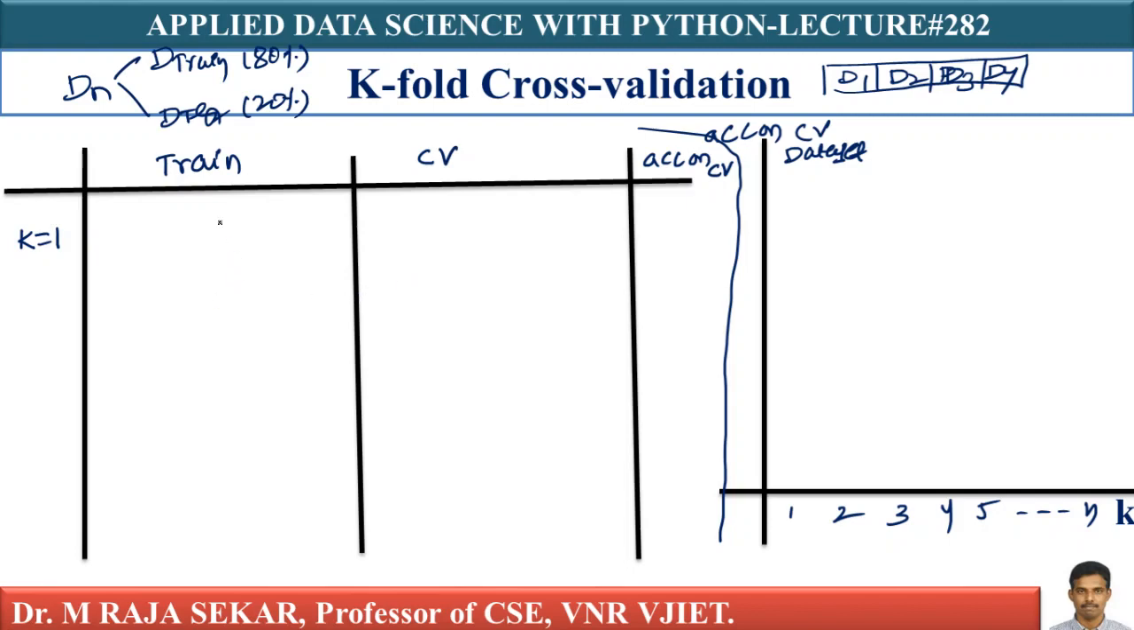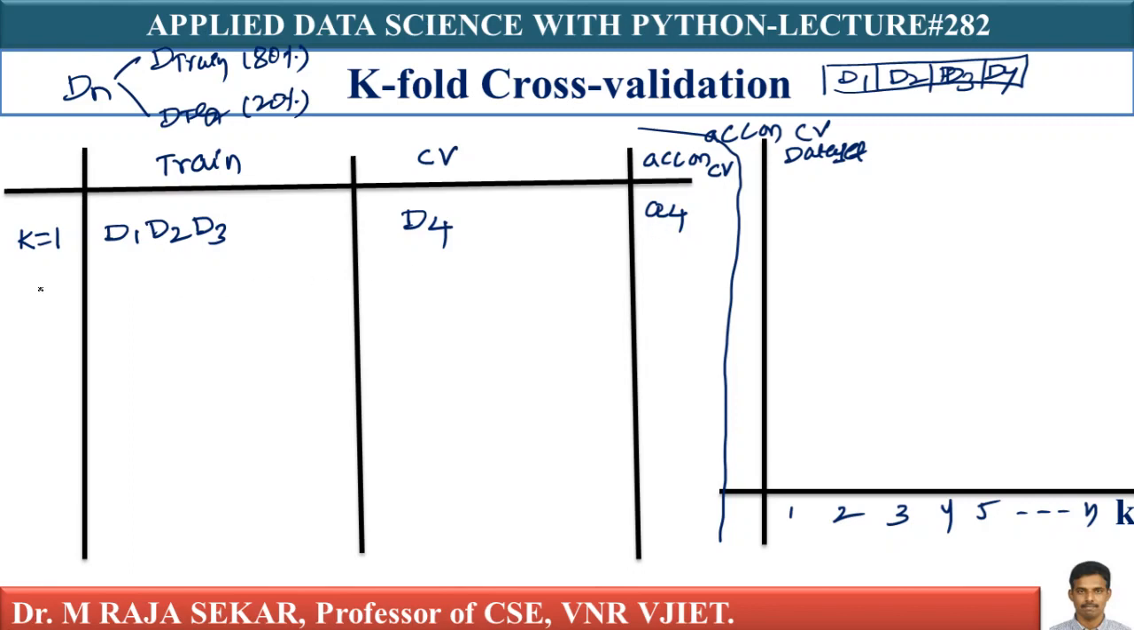What I am doing, I will use three parts. Which three parts? D1, D2, D3. I will use three parts, D1, D2, D3, to train, and I will use D4 as my cross-validation data set. I will compute my accuracy on my cross-validation data set, which is D4. Let me assume I am getting some accuracy value, let it be A4.